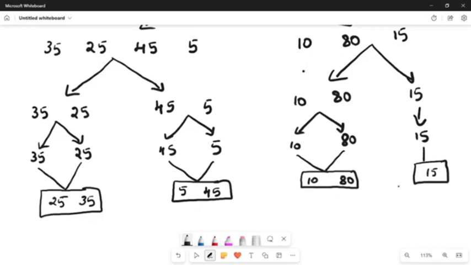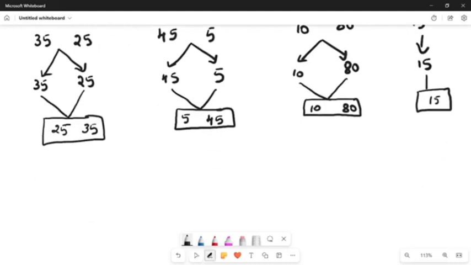Okay, now each half is individually sorted. Now I want to sort and merge these two together. When I compare, I'm first comparing 25 with 5. Since 5 is less than 25, I'm writing it in the beginning. Then 25 is compared with 45. 25 is less than 45, so I'm writing 25. Now I'll take the second element, that is 35. 35 is less than 45, so I'm writing 35, and at the end I'm writing the last number, that is 45.